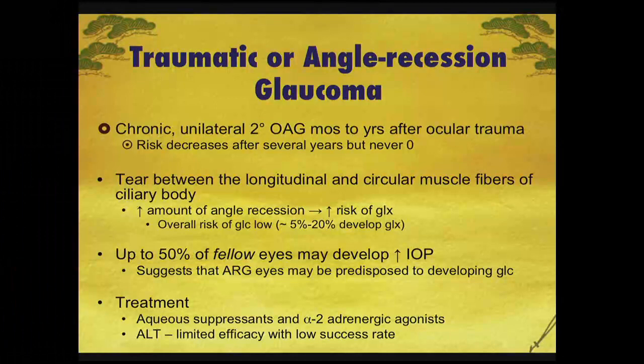The amount of angle recession is correlated to the risk for the glaucoma, so if there's just 1 clock hour of recession, the risk is relatively low. If there's 6 clock hours of recession, the risk is going to be much higher. It is thought that the patients most likely to develop glaucoma after angle recession are people who were going to get glaucoma anyways, because there's a study showing that 50% of the fellow eyes develop glaucoma too. So the trauma probably is one of those environmental factors that triggers one of the many genes. The treatment is like with any other type of glaucoma. The one thing to keep in mind is that laser trabeculoplasty is less effective in angle recession glaucoma.